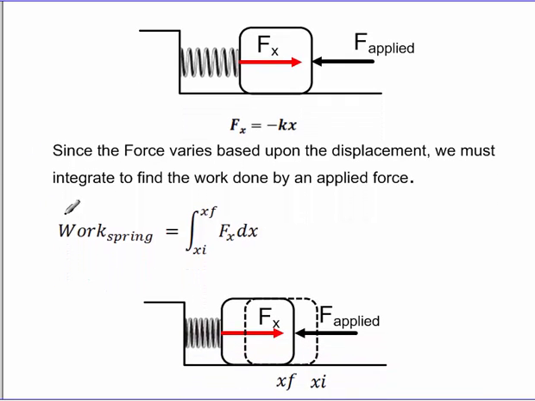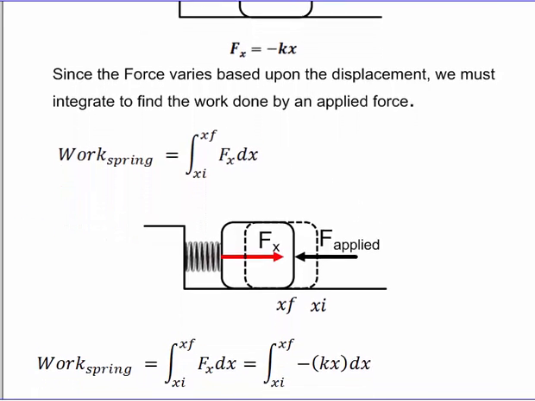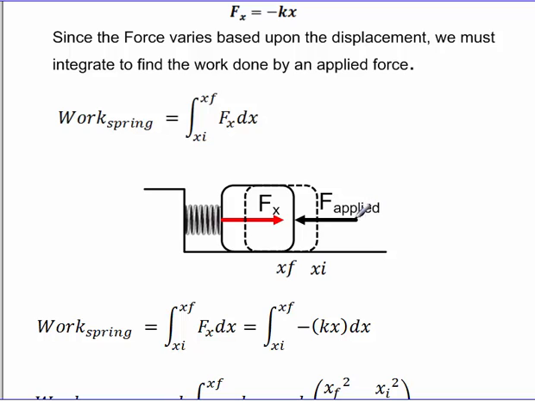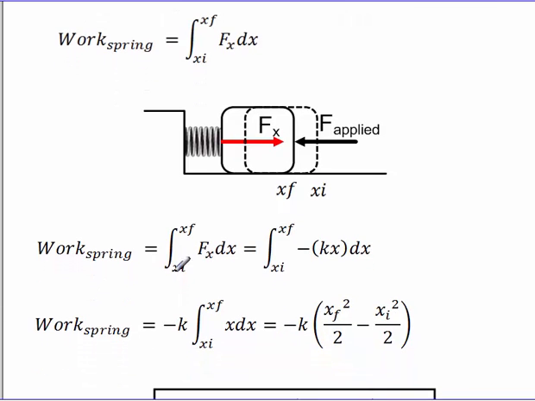So the work of a spring is always going to be the integral from the initial position to the final position of f(x) dx. So in this example, I've applied a force here. As I apply a force, the spring will deflect or compress, and this object here will move back a certain distance. So I set this as my initial position. This would be my final position. So the work of the spring, again, is going to be the integral from my initial to my final of f(x) dx.